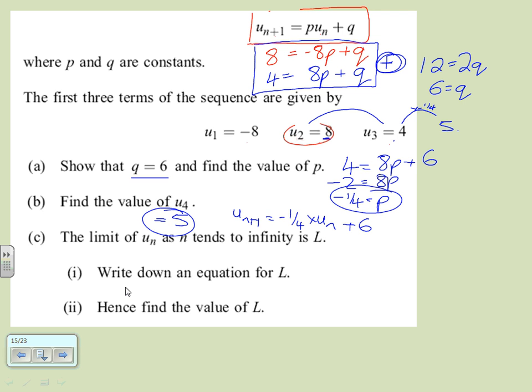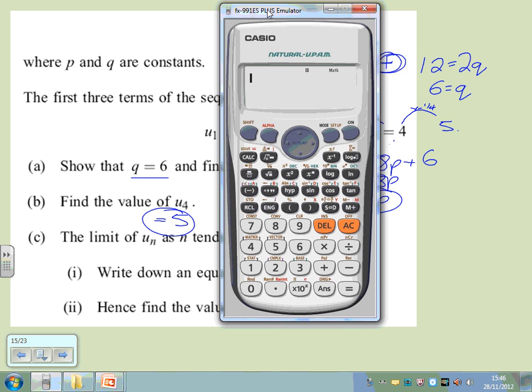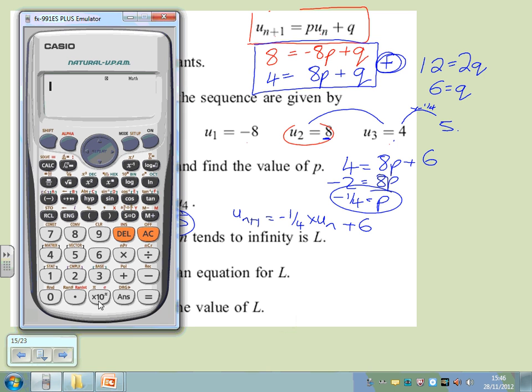It's nice to do this on the calculator. Let's bring the calculator up now. And I have to start by telling it where we're going to start, and we're starting at minus 8. So I just type minus 8 in and then push equals.